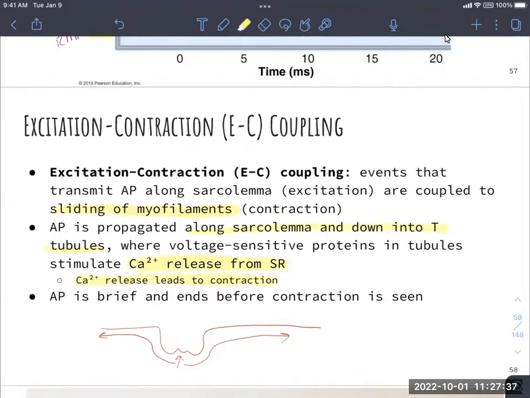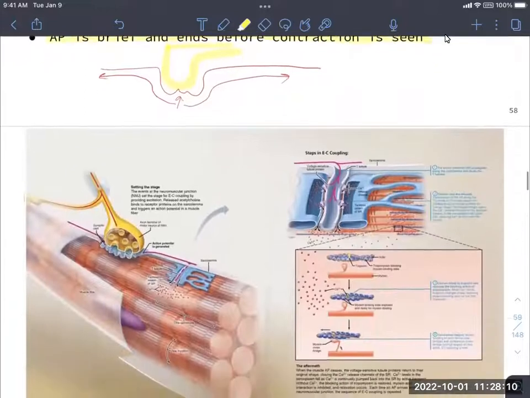Because we receive information, it causes sodium to flow in, then potassium to flow out. That all happens at this area here before contraction is even seen. All of that has ended before the muscle actually contracts, because it has to send the information down the entire muscle to cause the whole muscle to contract, not just this one portion of the muscle.